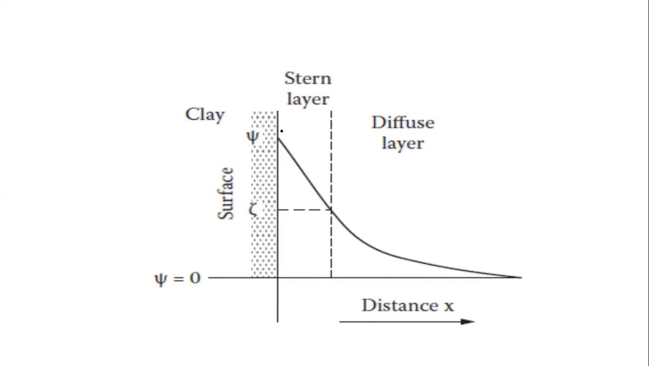So, Helmholtz or diffuse double layer theory. But the only difference is that the second layer is divided into two. One is called the sublayer near the colloidal surface, and another one is called the diffuse layer.